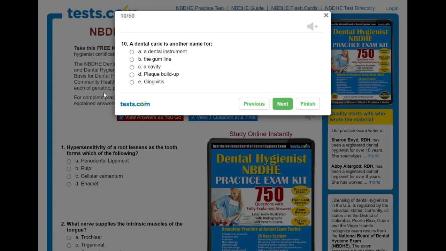Question 10. A dental carie is another name for A. A dental instrument. B. The gum line. C. A cavity. D. Plaque buildup. E. Gingivitis.